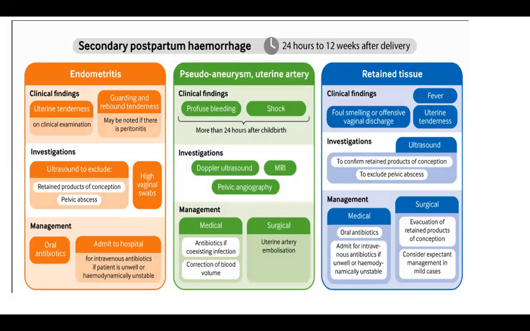If it comes as secondary postpartum hemorrhage, the causes can be endometritis, any infection of the endometrium, or pseudoaneurysms or uterine artery aneurysms, or retained tissue as well. So this can lead to secondary postpartum hemorrhage, and then accordingly we will deal with it according to the cause. Like we go for oral antibiotics, or if it's any aneurysm, we can go for surgical management or uterine artery embolization as well. Or if it's retained tissue, then obviously we need to evacuate that.